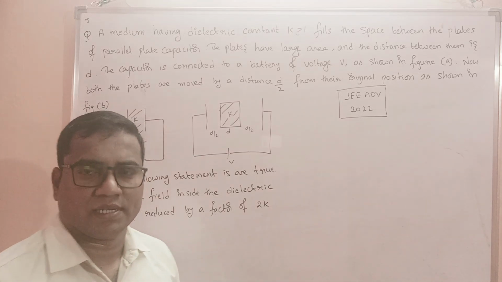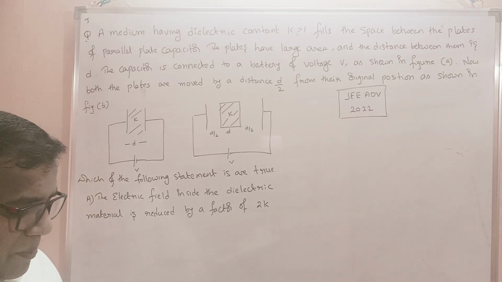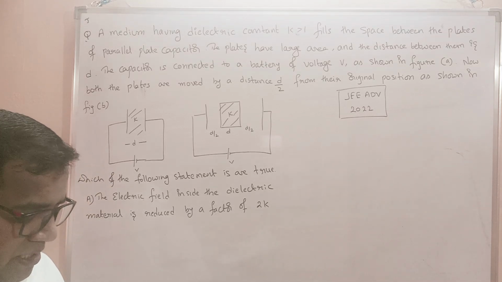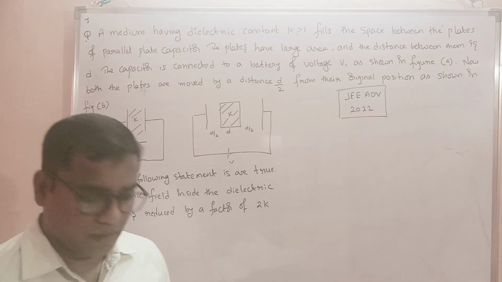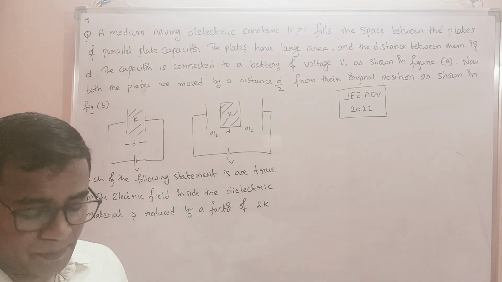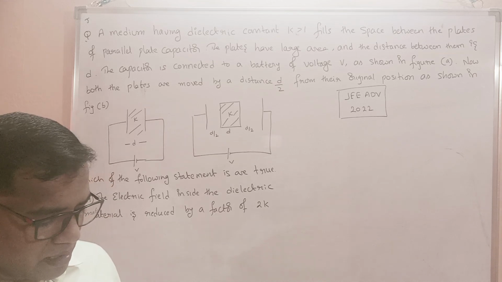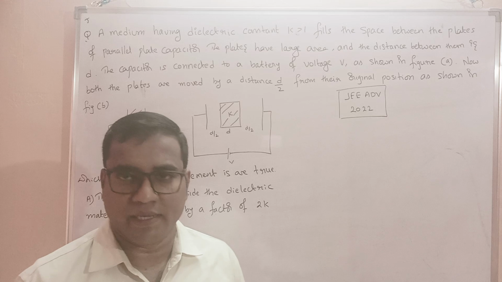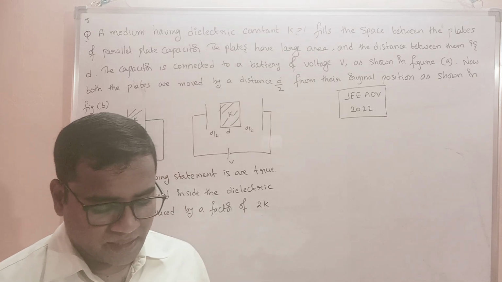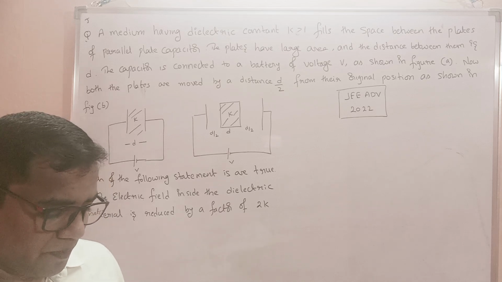Dear students, let's see this question. In this question, a medium having dielectric constant K, which is greater than 1, fills the space between the plates of a parallel plate capacitor. The plates have large area and the distance between them is d. The capacitor is connected to a battery of voltage V as shown in the figure.